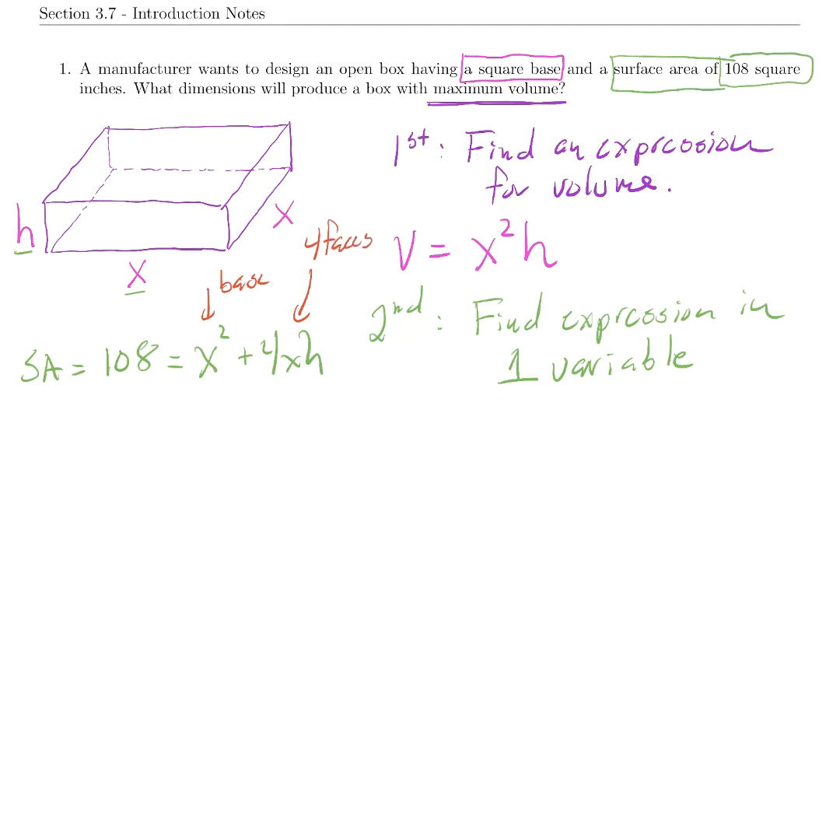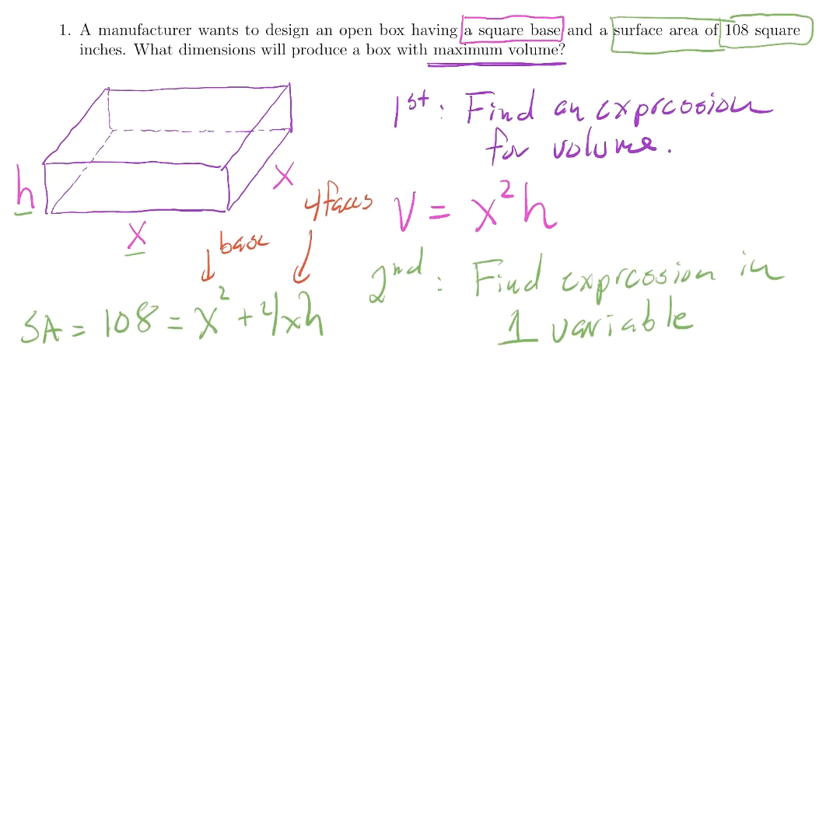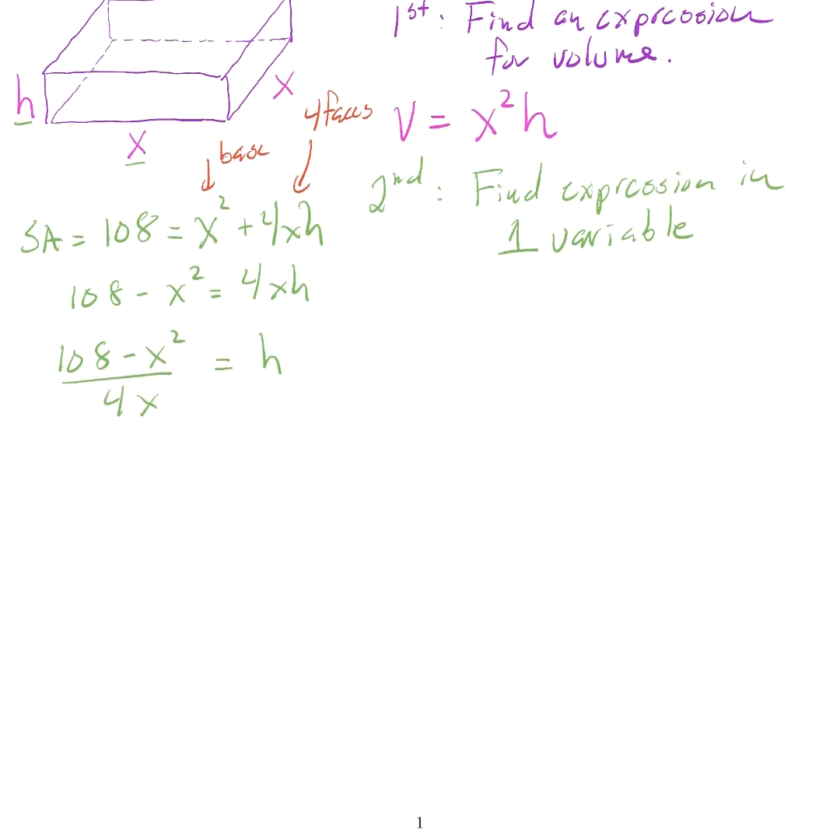Okay, great. So we have an expression now with a number in it that has x's and h's. So we can go ahead and solve for either x or h and then express the volume in terms of the other variable. It looks like it's going to be easier to solve for h here. So let's do that. So we get 108 minus x squared is equal to 4xh. Then we divide both sides by 4x, and we get (108 minus x squared) divided by 4x is equal to h. And then we can simplify a little bit.